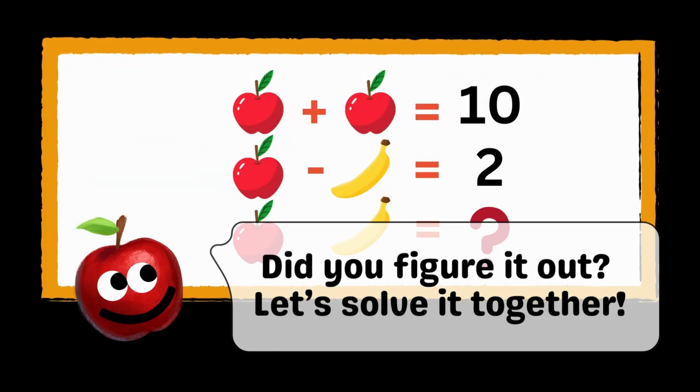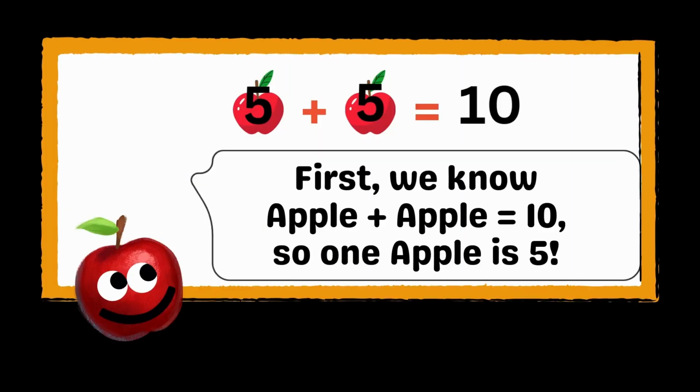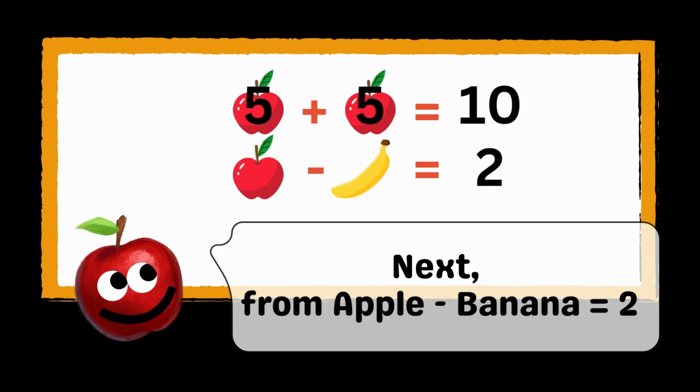Did you figure it out? Let's solve it together. First, we know apple plus apple equals 10, so 1 apple is 5. Next, from apple minus banana equals 2.